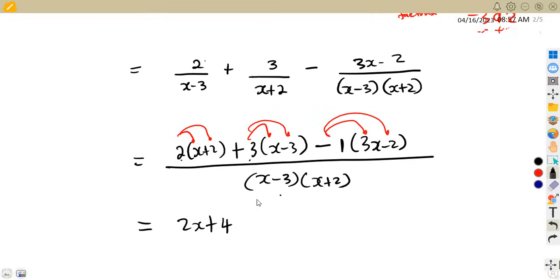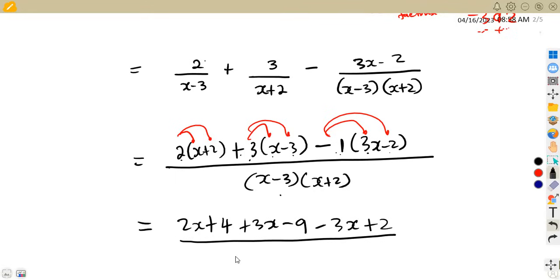Then plus 3 times x, which is plus 3x, plus 3 times minus 3, that's -9. -1 times 3, which is negative 3x, negative 1 times a negative 2, which is a plus 2. Okay, don't forget your LCM, that's x minus 3 into x plus 2.